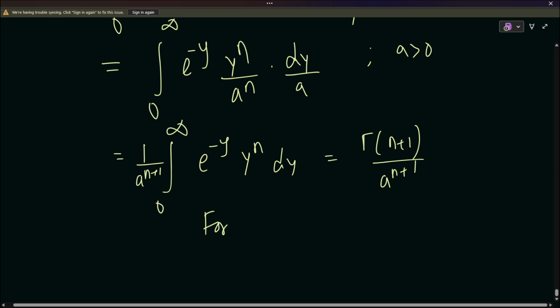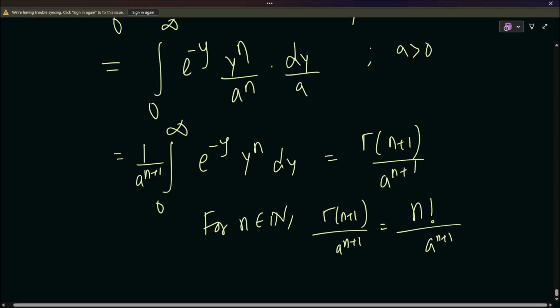For n belonging to natural numbers, this value, gamma of n plus 1 by a to the power n plus 1, is nothing but n factorial by a to the power n plus 1. And that is the value of this integral.